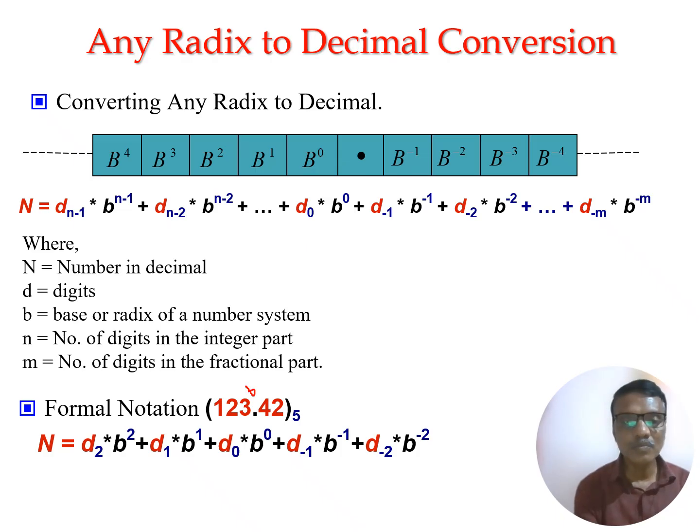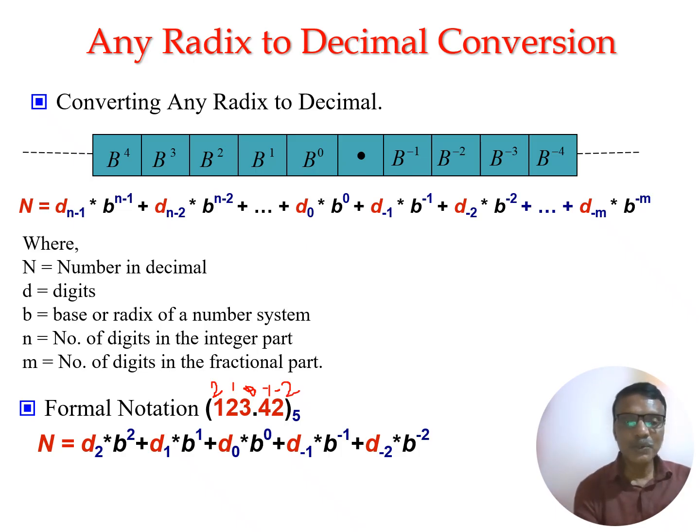So 0, 1, 2. That is base power, that is 5 power 0, 5 power 1, 5 power 2, like this. And then here minus power 1. That is 5 power minus 1, 5 power minus 2, like this.